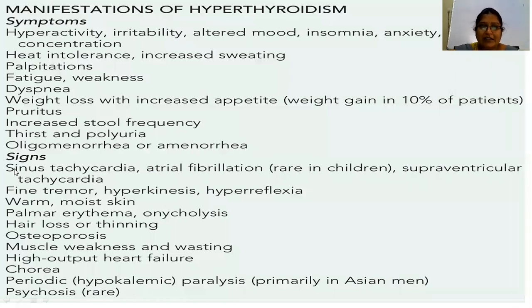Then signs are sinus tachycardia, atrial fibrillation, supraventricular tachycardia, and then fine tremors, hyperkinesis, hyperreflexia, warm moist skin, palmar erythema, onycholysis, hair loss or thinning, osteoporosis, muscle weakness and wasting, high output heart failure, and then chorea, periodic paralysis, then psychosis. Thyroid hormones have a role in positive nitrogen balance.